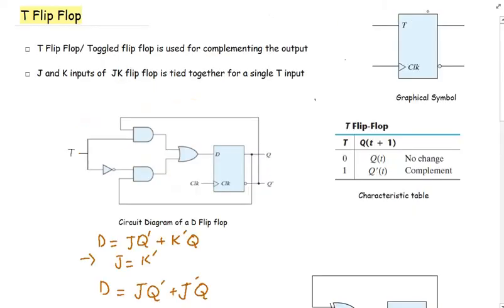The graphical symbol of T flip-flop is given here, where we have one input T and another input is the clock signal.